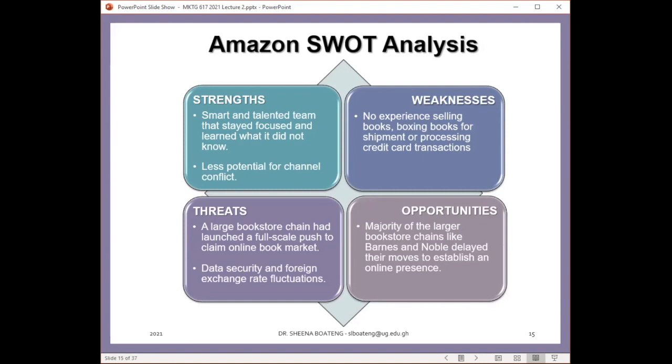However, they had one huge weakness, and that was the fact that they had no experience whatsoever selling books or even boxing books for shipment or processing credit card transactions, right? All of this was new territory for them.